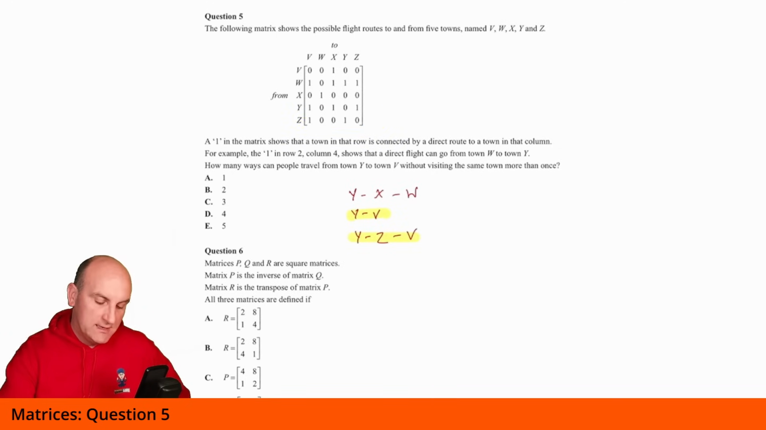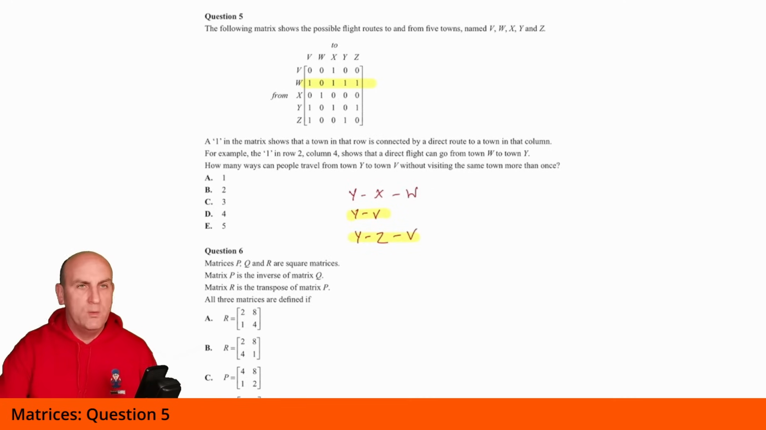Right, let's highlight my W. See what I'm doing? Everywhere I'm seeing a 1, I'm just building up my routes one by one. So W can go to V. Awesome. W can go to X, but we've already got that one. W can go to Y, we've already been there. And W can go to Z. And we know from this one here that Z can go to V. So what have I got there? 1, 2, 3, 4 different routes. So I'm going to go for D as my correct answer.